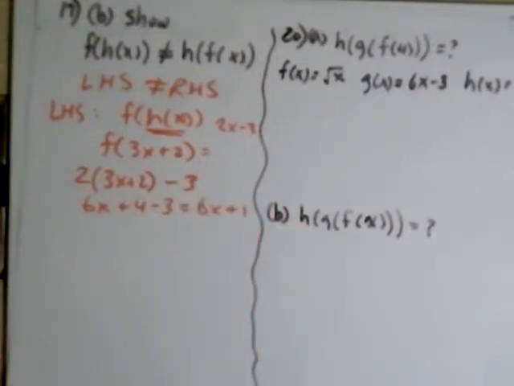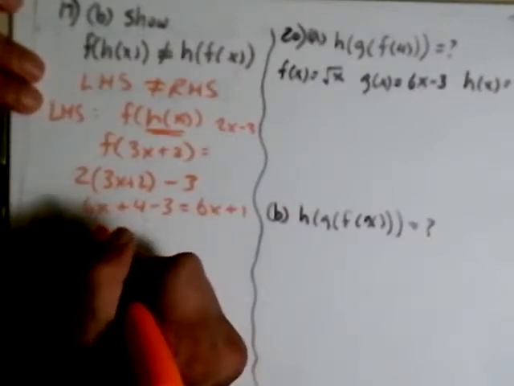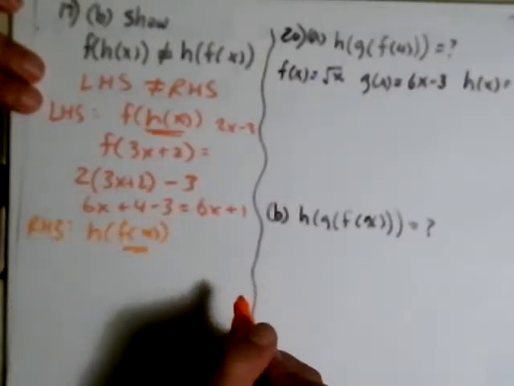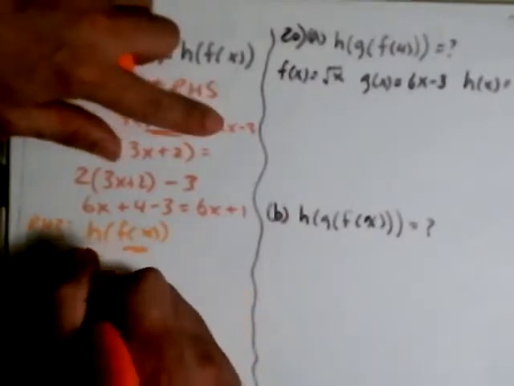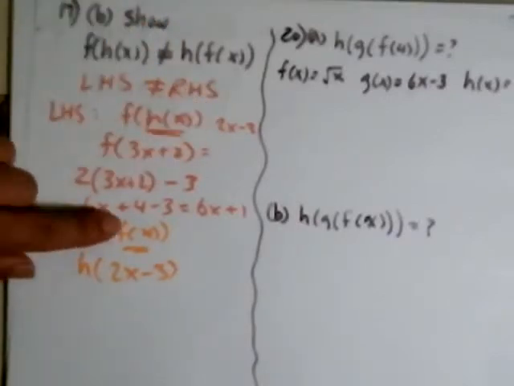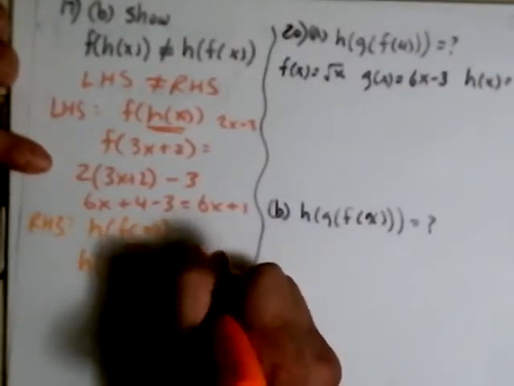Let's look at the right-hand side, which is h of f of x. f of x is 2x minus 3. So replace it, that's your f function, with the inside, h of 2x minus 3. Where's the h function? It's 3x plus 2.